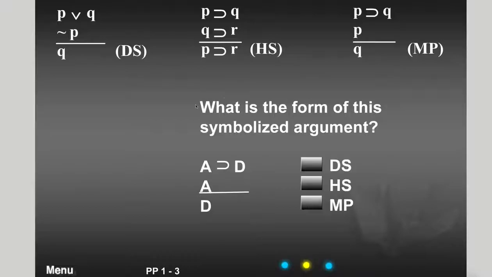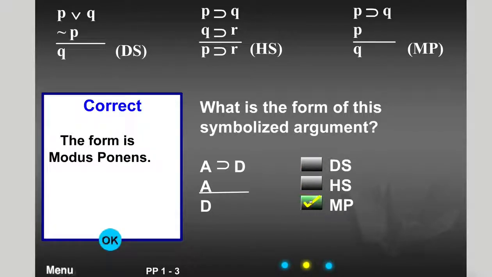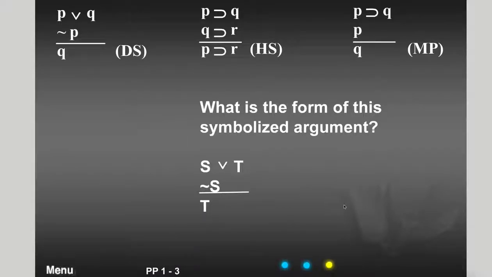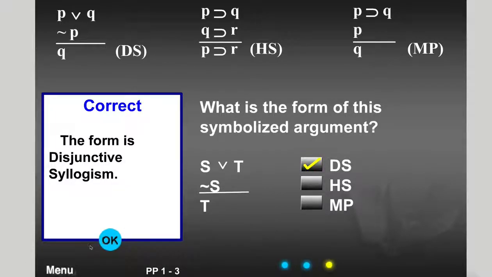Okay, so what is the form of this argument? Right? Is it the disjunctive syllogism? No, it's this one. Right? Okay, it's modus ponens. All right. And now we're going to get to disjunctive syllogism because it's the last one left. It looks exactly like that. S or T, not S, therefore T. If this is true, this is necessarily true. That's what we're looking for. Okay.